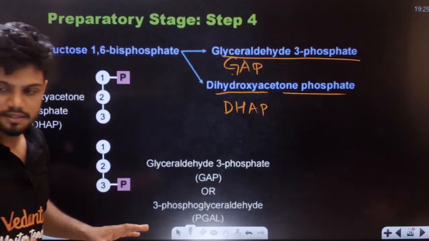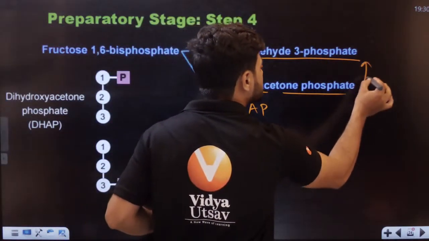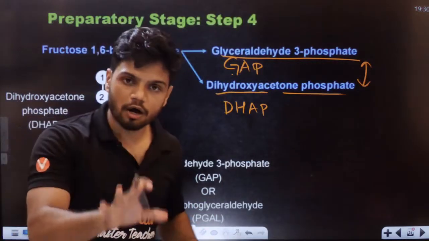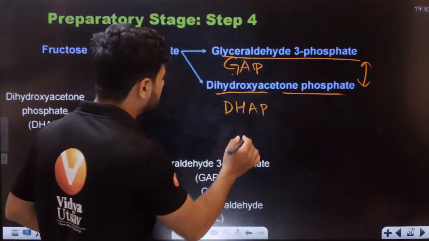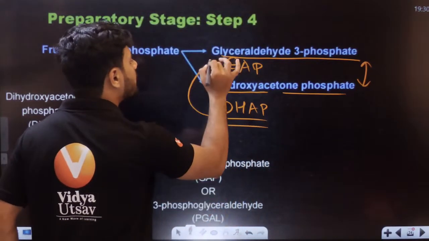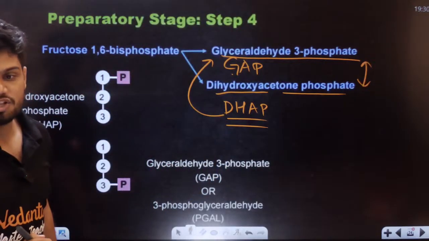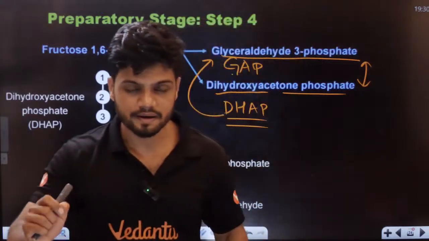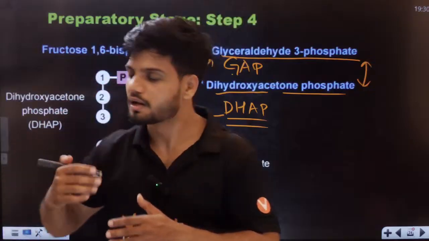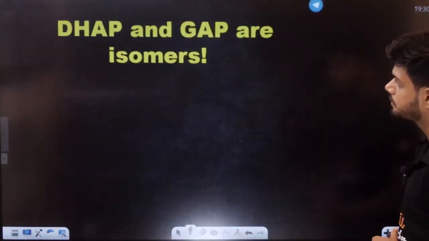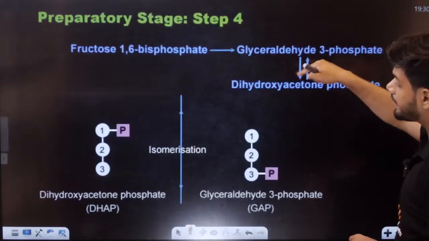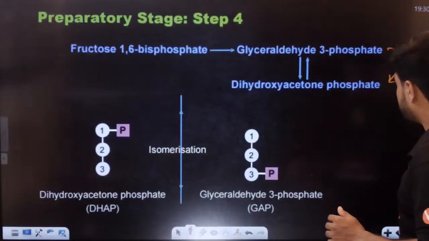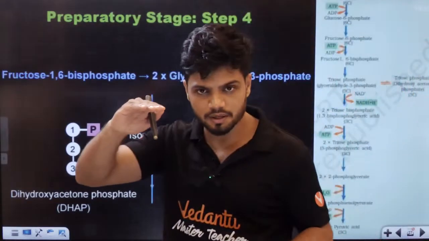Now, students, the funny part is these 2 are also isomers. They can interchange among each other. So for convenience' sake, I will convert DHAP, dihydroxyacetone phosphate, into GAP right now. Since they are isomers, we can convert this to this also. There is no issue. But for now, I will convert DHAP into GAP.